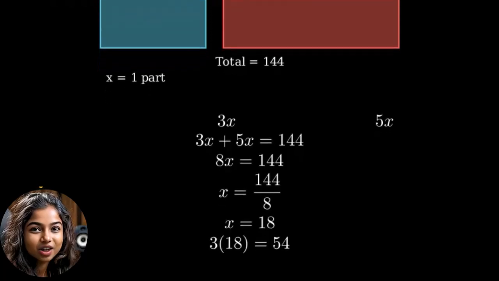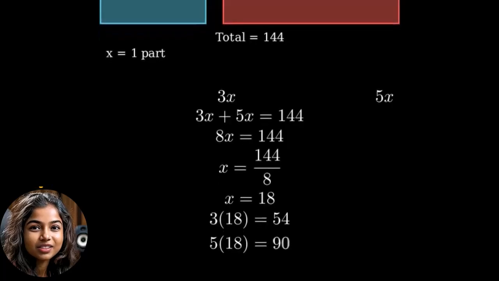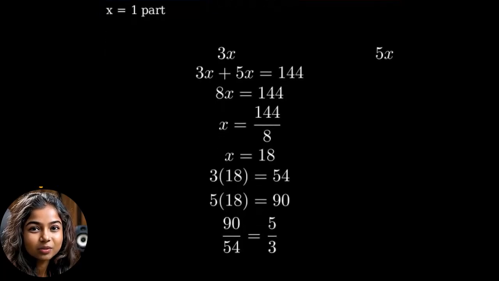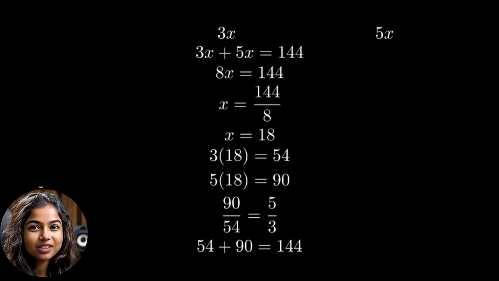The first number is 3x, so that's 3 times 18, which is 54. The second number is 5x, so that's 5 times 18, which equals 90. Let's verify our answer. First, let's check if these numbers are in the ratio 3 to 5. 90 divided by 54 equals 5/3, so they are in the correct ratio. And if we add them together, 54 plus 90 equals 144, which matches our target sum.